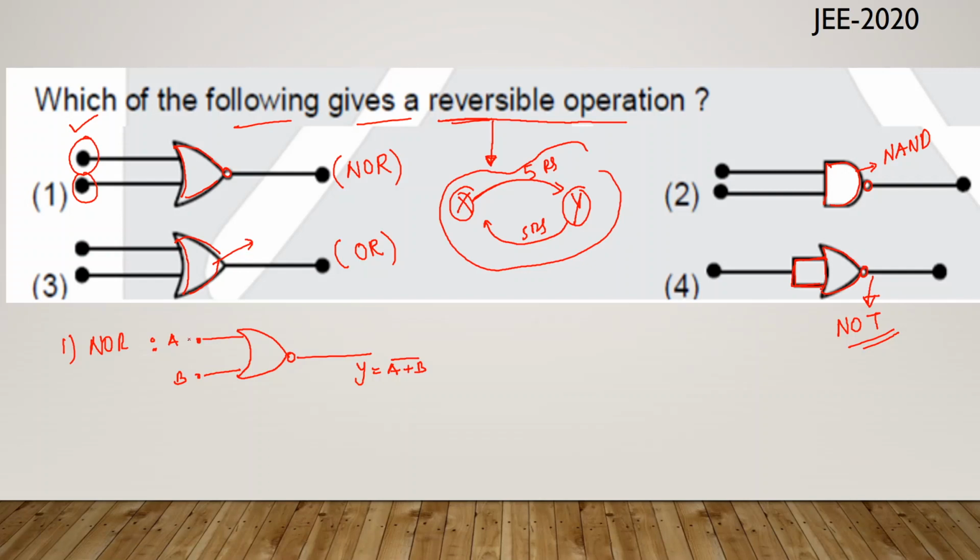Now suppose I have given the input to the NOR gate: A input is 0, B input is 1. Now what will be the output? 0 plus 1, bar. It will become 1 bar, which again is 0.